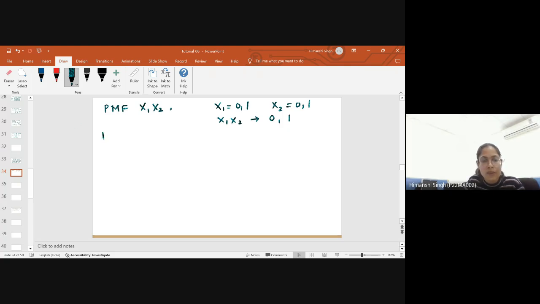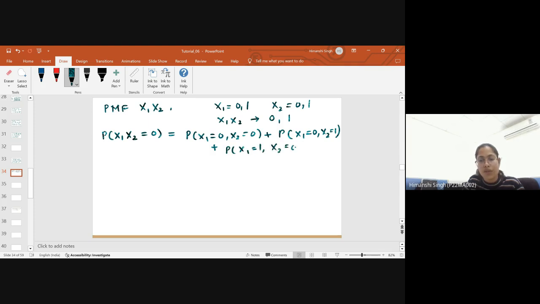So the probability that x1 x2 equals 0 will be what? It can be the probability that x1 is 0 and x2 is 0, or the probability that x1 is 0 and x2 is 1, or the probability that x1 is 1 and x2 is 0. Means either of them is 0. Then this will be the probability that x1 x2 equals 0. So we'll add them up.